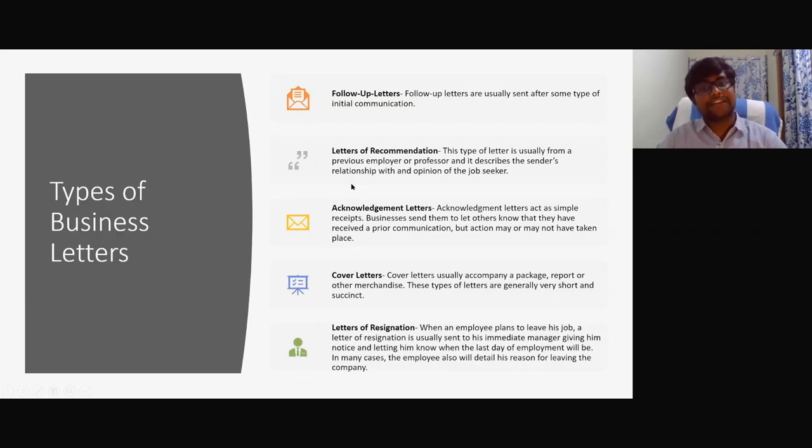Then next comes the letter of resignation. This is a formal communication method to an employer to leave a job, and also this letter can contain the reasons for the resignation. Now let's look at the format of a business letter.